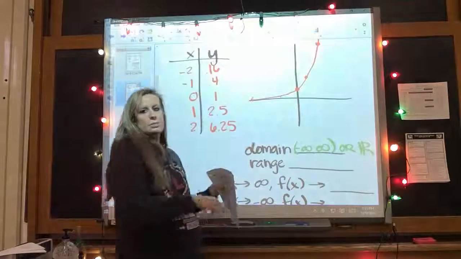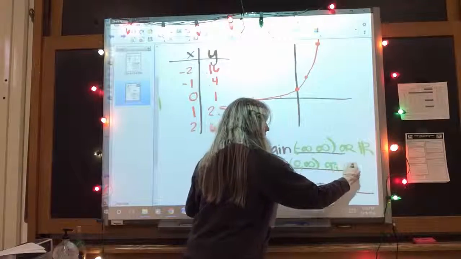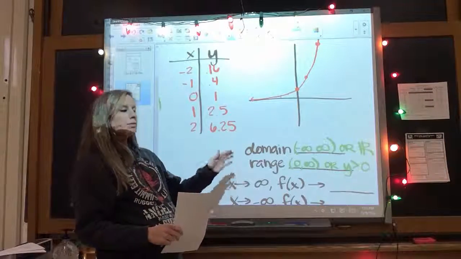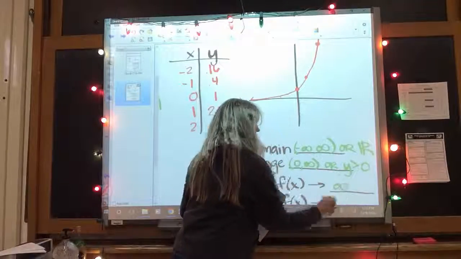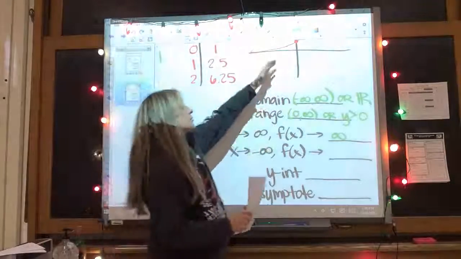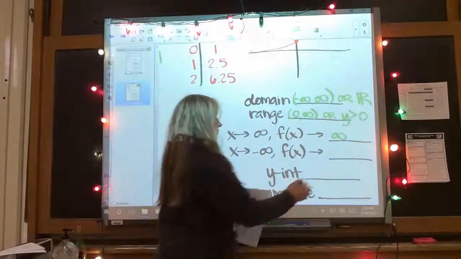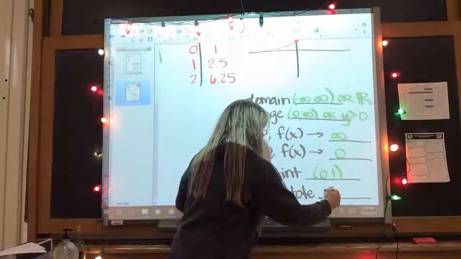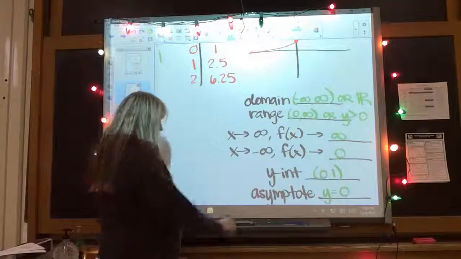Your range goes from 0 to infinity, or y is greater than 0. As my x approaches positive infinity, as it gets bigger, my y gets bigger, so it approaches positive infinity. As my x approaches negative infinity, as my x gets smaller, my y gets closer to 0. Then my y-intercept is (0, 1), and my asymptote is y equals 0. It's a horizontal line.